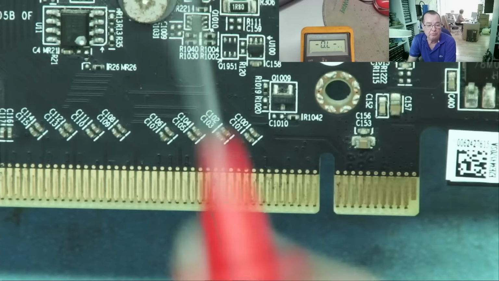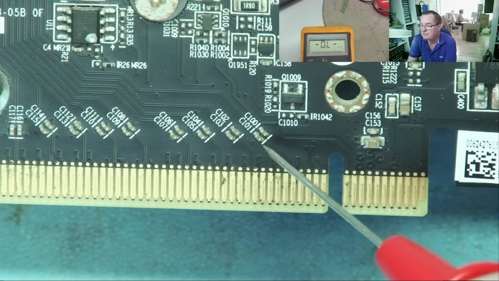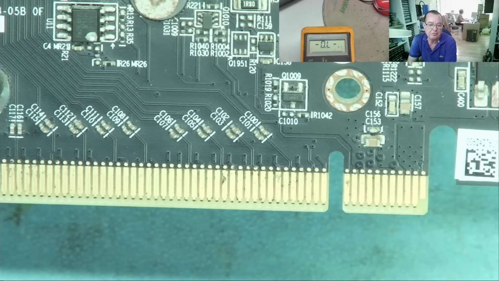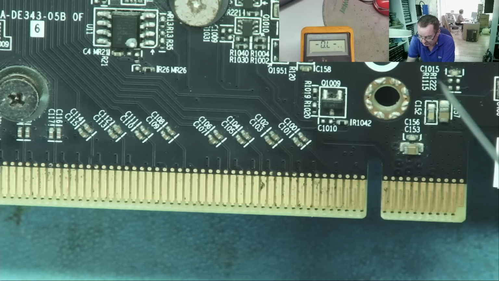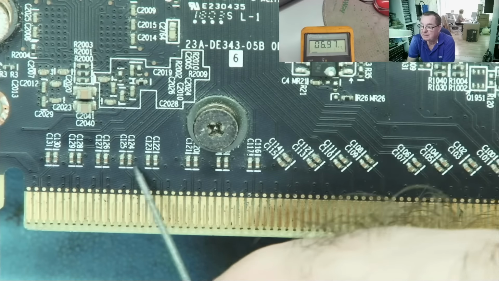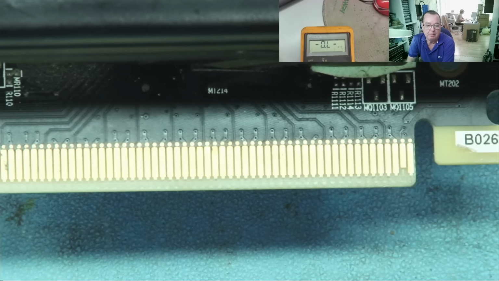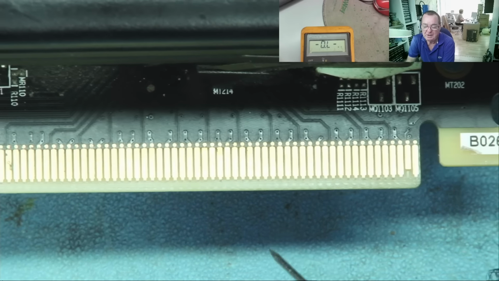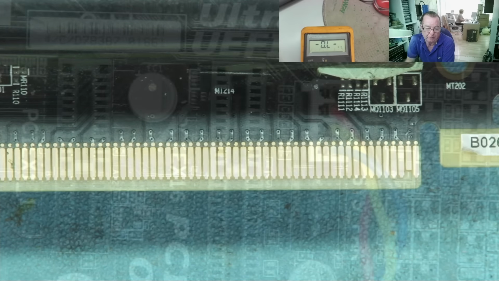Now you may wonder, why do the lanes on one side have capacitors in series with each one, but on the other side they don't? Well, the reason is quite simple. On these lanes, on this side, the capacitors are on the graphics card or the device. On the other side, the capacitors still exist, but they're on the motherboard next to the PCIe slot. And if you look at the PCIe slot on a motherboard, you will see this is true.